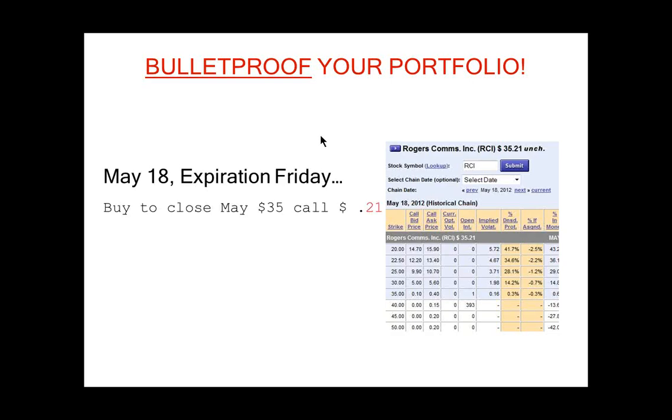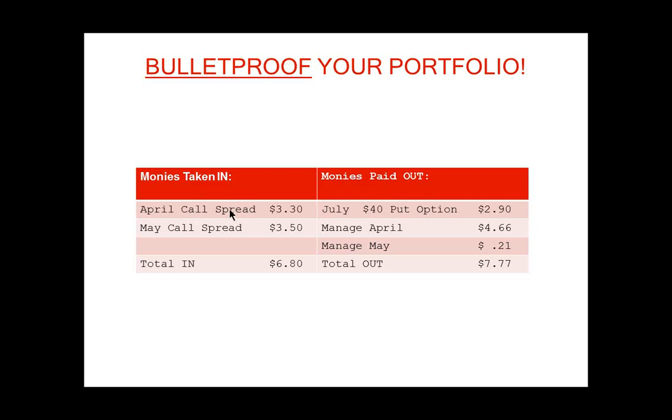The stock did close slightly in the money, but not a lot. It was at $35.21, and so for 21 cents, we can end our obligation, or we can just allow it to be assigned. So here's what's happened so far, and I'm only showing one income method, but we're going to show the combination of another income method here in a moment. Let's revisit everything. We have taken a credit for doing the April bear call spread, right? Right. And we took a credit for doing the May bear call spread. So now we have a total in of $6.80.